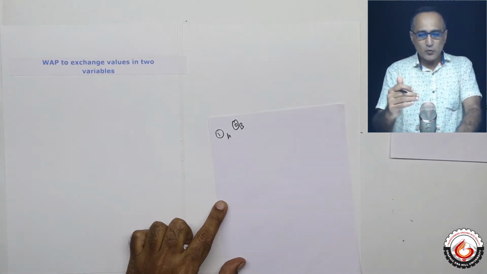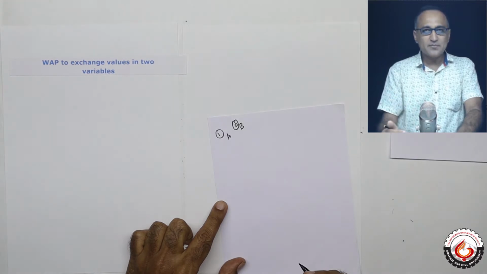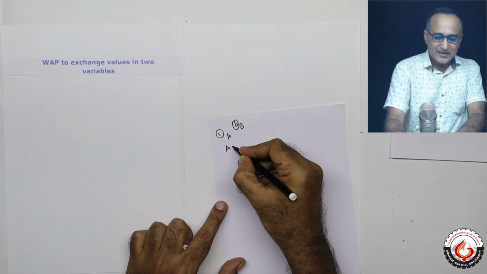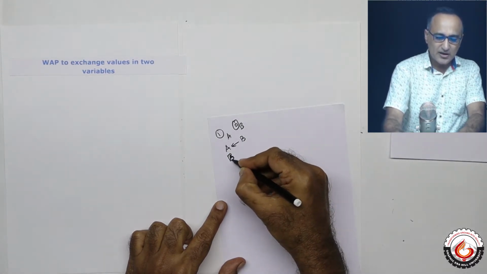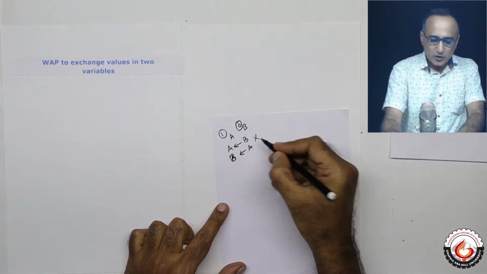If I want to transfer the value of A to B and B to A, a lot of times people who are new to programming or logic will try to do something like this. You will try to say A is assigned the value B, and B is assigned the value A. Why will this not work?